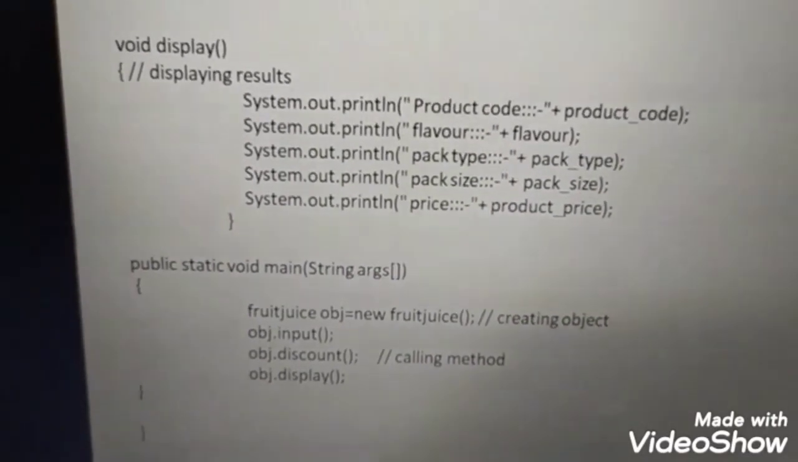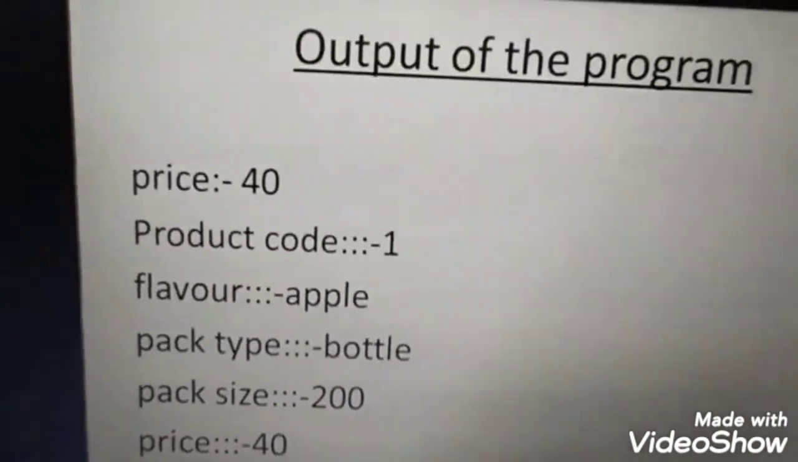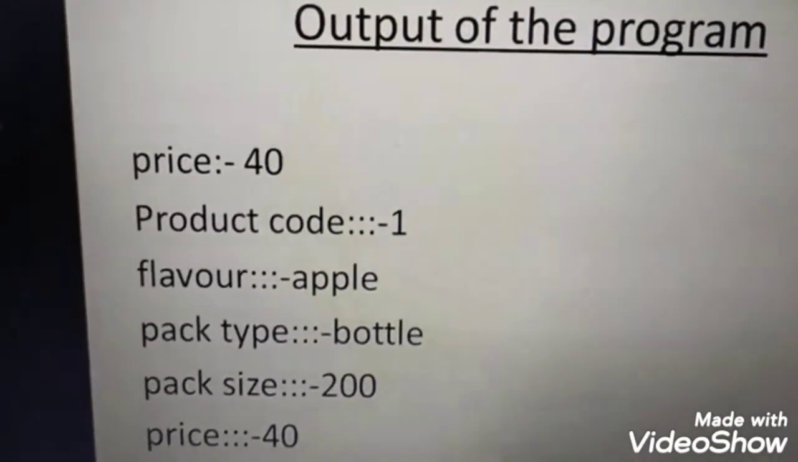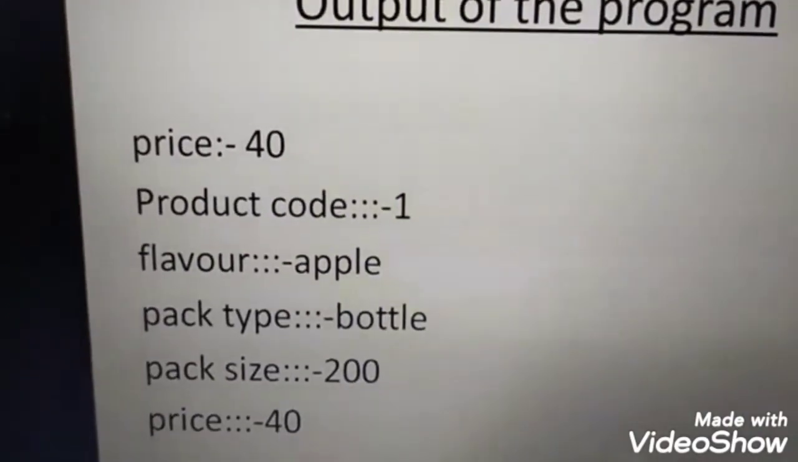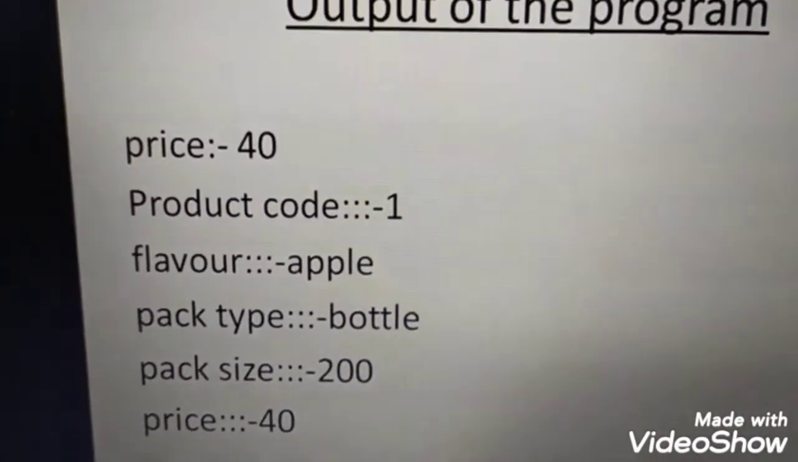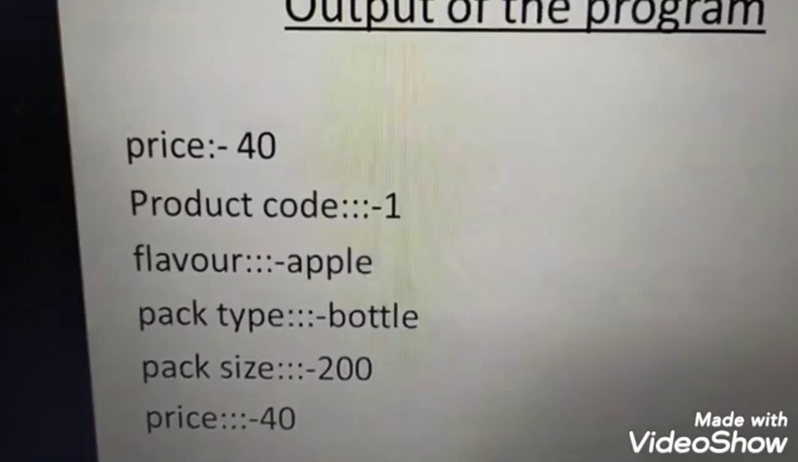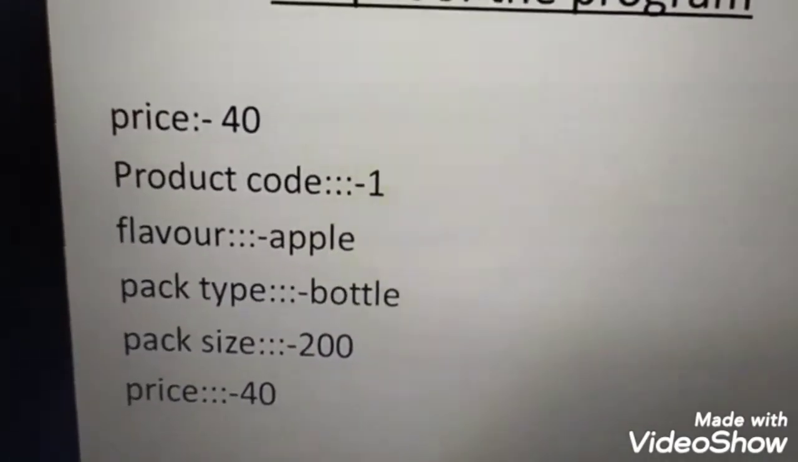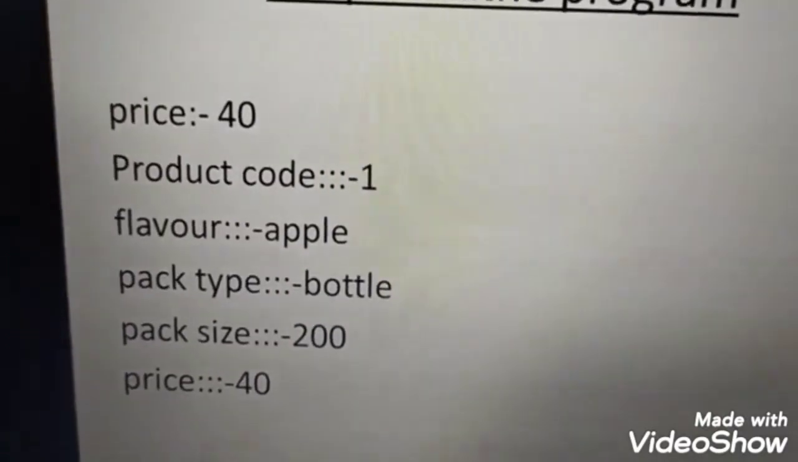So now how will the output look? You just look at here. Output of the program: price is equal to 40, product code is equal to 1, flavor is apple, pack type is bottle, pack size is 200, price is 40. Okay, see, this is the output that will come out. Now you have to discuss procedure 2.